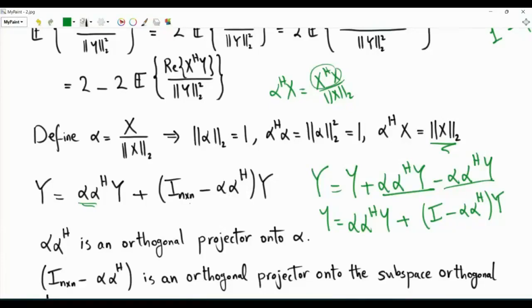And I minus alpha alpha Hermitian, again, is a matrix that is Hermitian and idempotent. It is an orthogonal projector, or an orthogonal projection matrix, that projects orthogonally onto the range of this matrix. And the range of this matrix is basically the orthogonal subspace, or the subspace orthogonal to vector alpha.